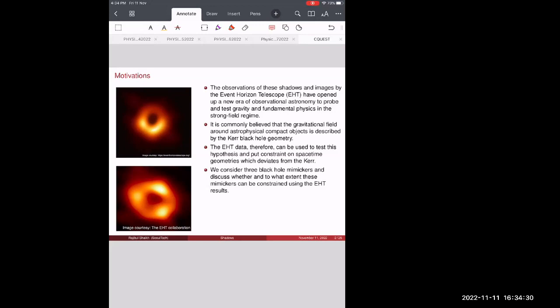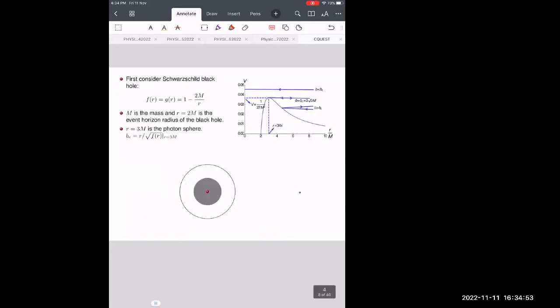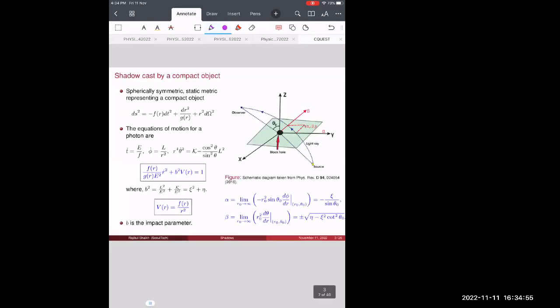Then one might be wondering, if it is not the event horizon that is responsible for casting the shadow, then what is it? To understand this, let us consider a shadow cast by a compact object in the simplest scenario, that is, the spherically symmetric case. This is the lensing configuration. This is the central compact object, this is a light source, say, and this is an observer.